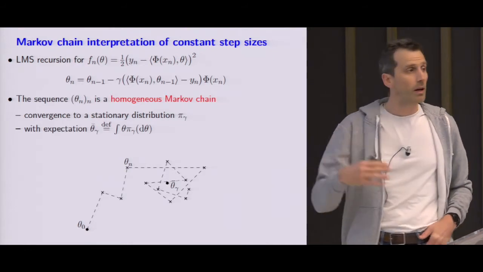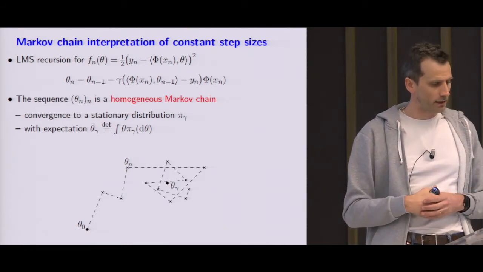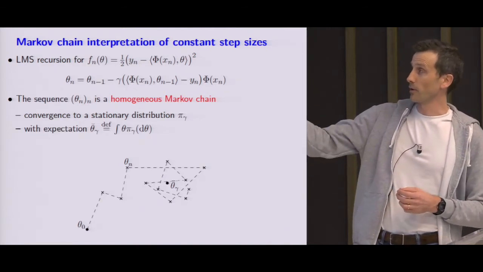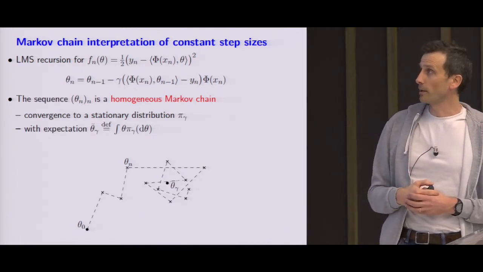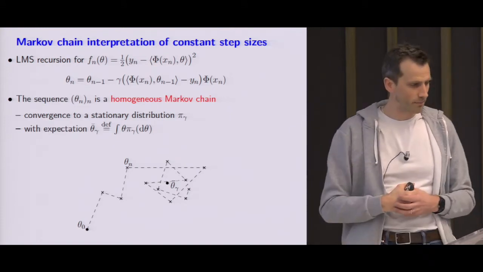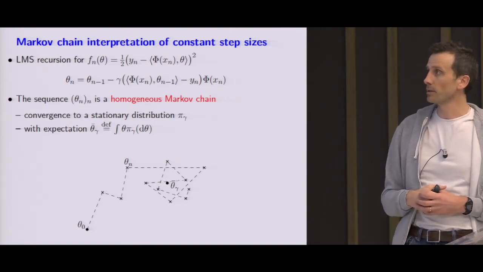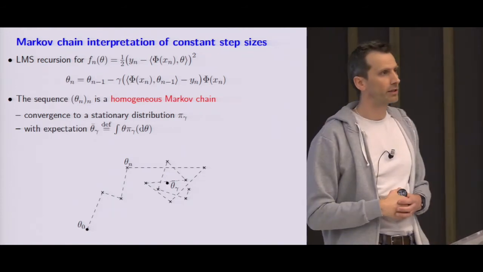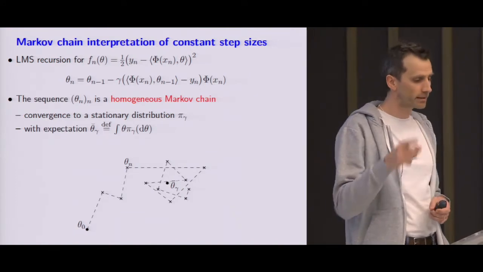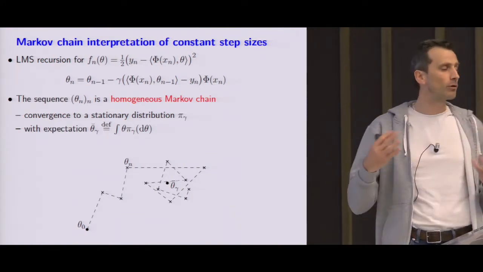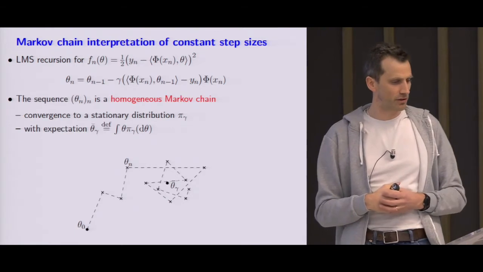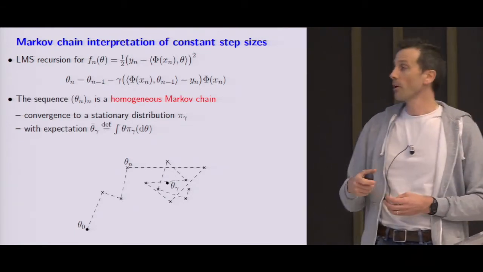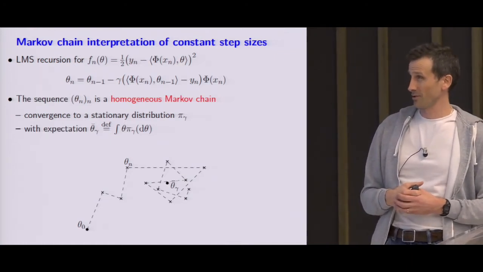And here, like all stochastic approximation algorithms, those iterates theta n form a Markov chain, okay? Because the past randomness only depends through theta n minus 1. So it's like a nice Markov chain for theta n minus 1. But when the step size is constant, gamma is constant, this Markov chain is homogeneous. It's always the same dynamics. And hence, if you're willing to make some assumptions, it's going to converge to a stationary distribution, which I will call pi of gamma. So all homogeneous Markov chains will always converge to a stationary distribution.